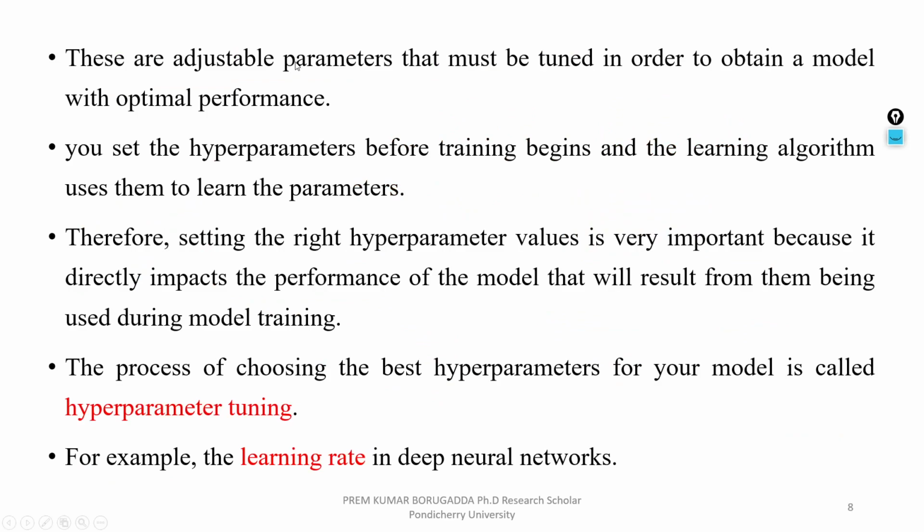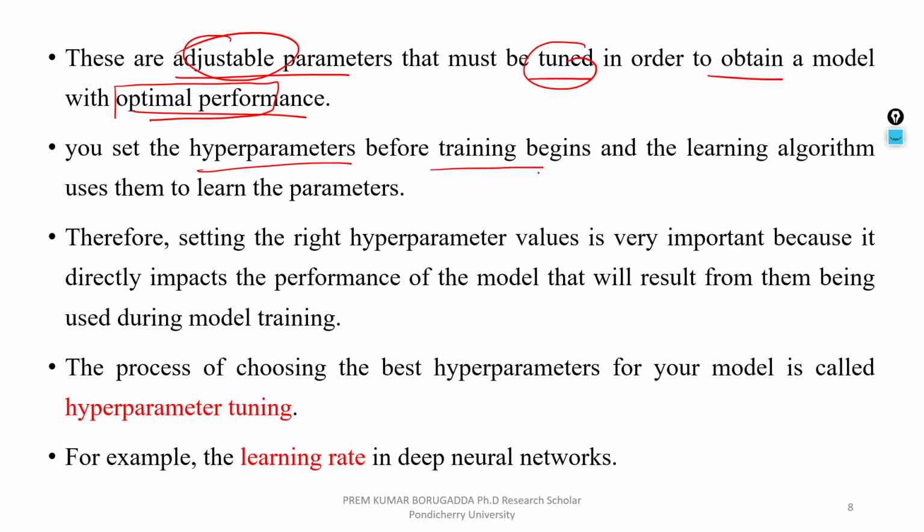Next. The hyperparameters are the adjustable parameters we must tune in order to obtain the model with the optimal performance. For getting the optimal performance we need to tune these parameters. You set the hyperparameters before training begins. Before training the model you need to set these parameters manually. Therefore, setting the right parameter value is very important.